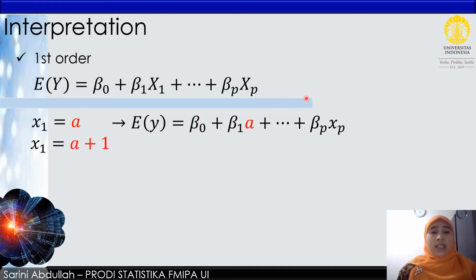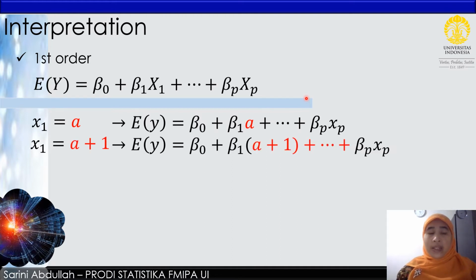And because we want to see the contribution of x1 in explaining y, it means that we ask what is the change in y when we change the value of x1. And because we want to assess the effect of changing x1 on y, it means that all other variables need to be kept constant. So here we only change the value of x1 from a to a plus 1 while keeping all other variables constant. So here are the two equations, and then we look at how much is the change in expected value of y.